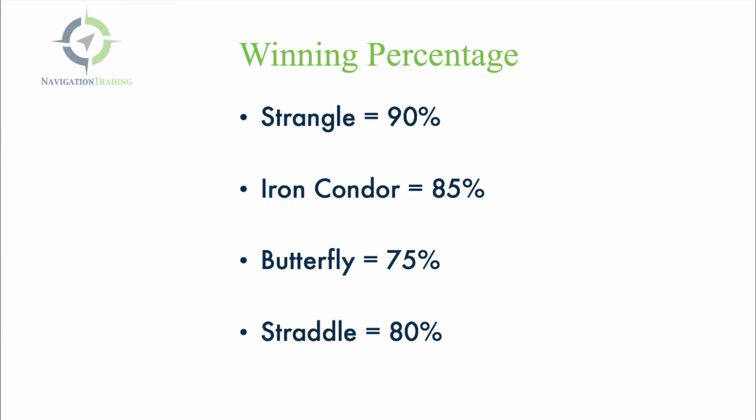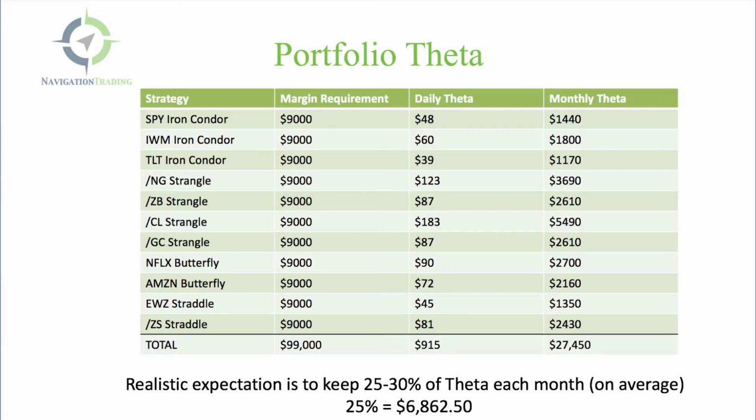Okay, and then what I did is I put together a sample portfolio that you might carry. So what I'm looking at is I did 3 iron condors. I did an iron condor in SPY, IWM, and TLT. I did strangles in natural gas, bonds, oil, and gold futures. I did butterflies in Netflix and Amazon. I did a straddle in EWZ, and I did a straddle in soybeans. Okay, no real strategy or rhyme or reason here. It's a diversified portfolio with uncorrelated underlyings.